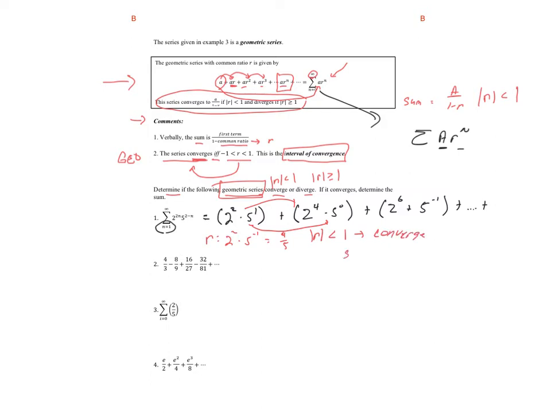Now to find my sum, I have a over 1 minus r. A is your first term. If I come back over to my 2 squared times 5, that tells me I've got 20 as my first term. My 4/5 is my r. So then I have 20 over 1/5, and that's going to be 100.